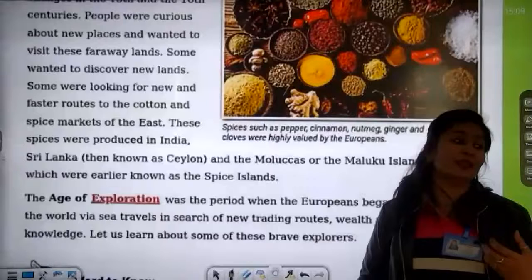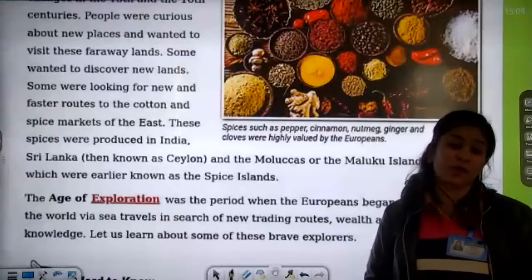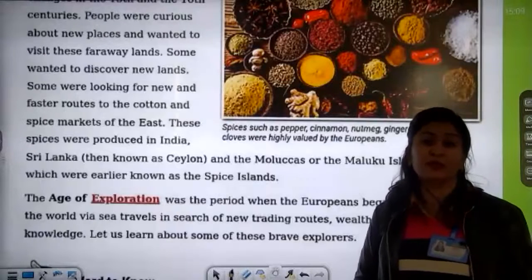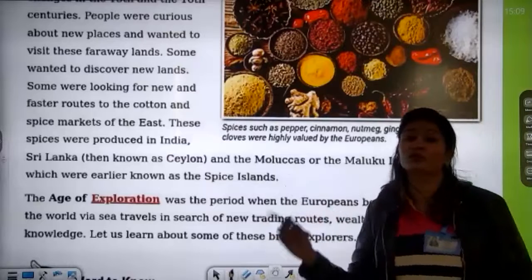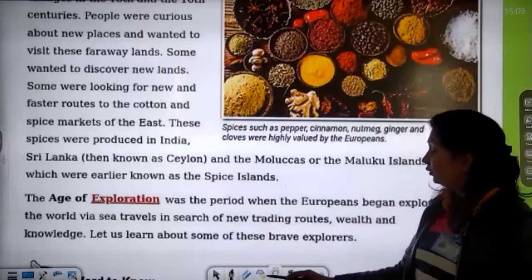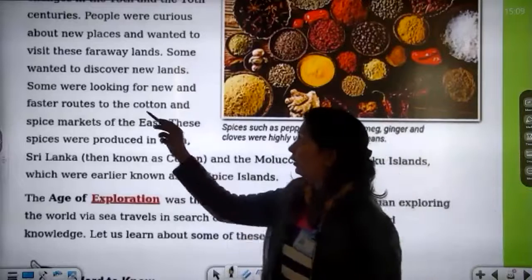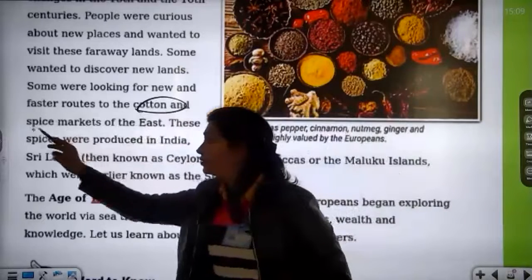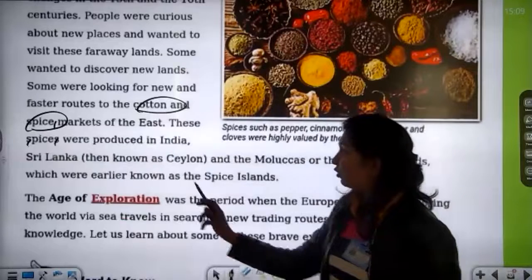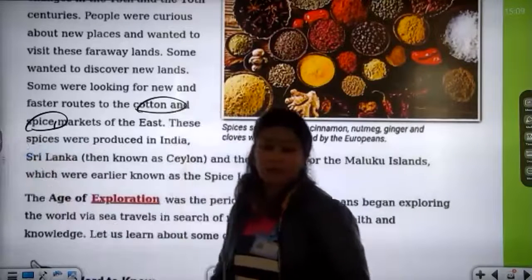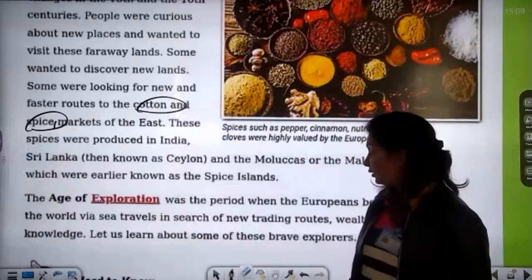India is lying in the eastern part of the world. In the eastern part of the earth, they wanted to move so that they could get cotton and spice, so that they can purchase good quality cotton and spices from the eastern part of the world.